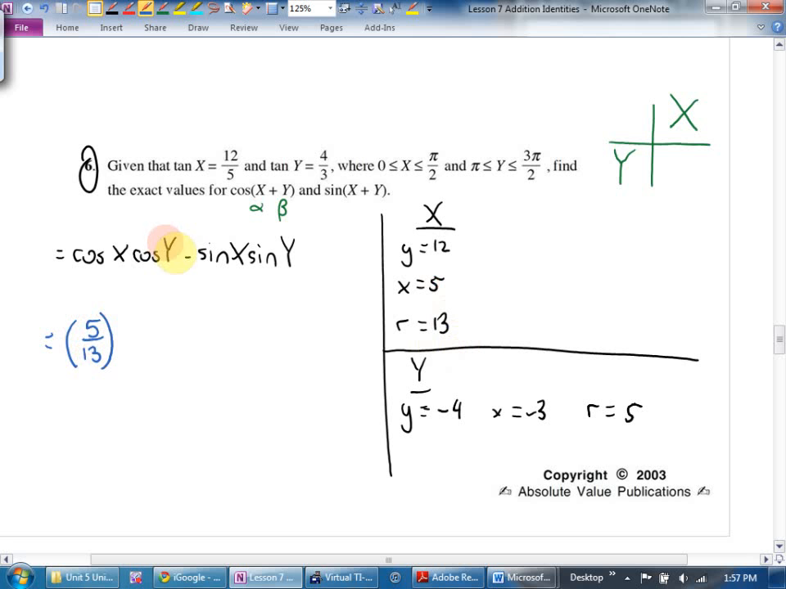Cosine for big Y is going to be negative 3 over 5. Sine for big X is going to be Y over R, 12 over 13. Sine for big Y is going to be Y over R, negative 4 over 5.